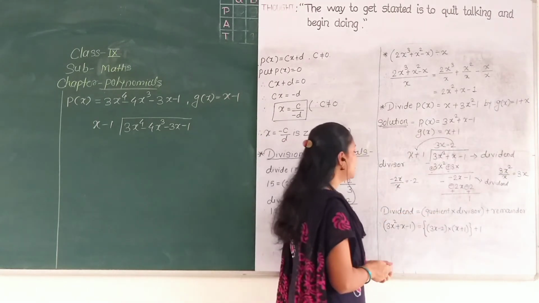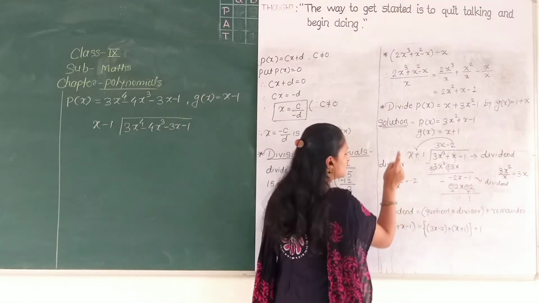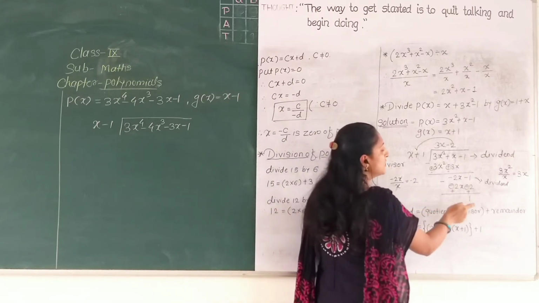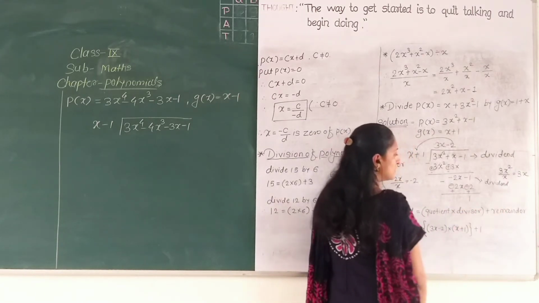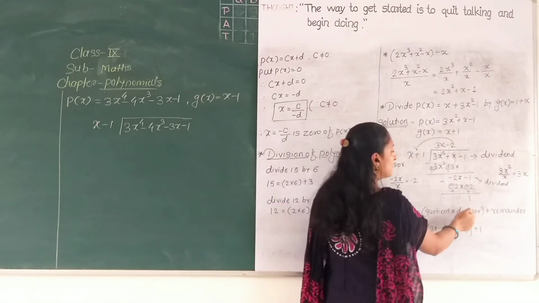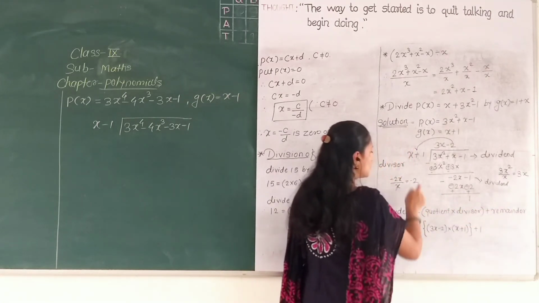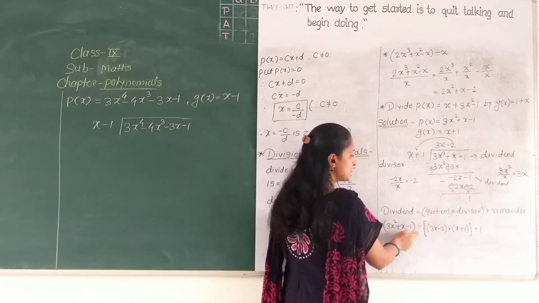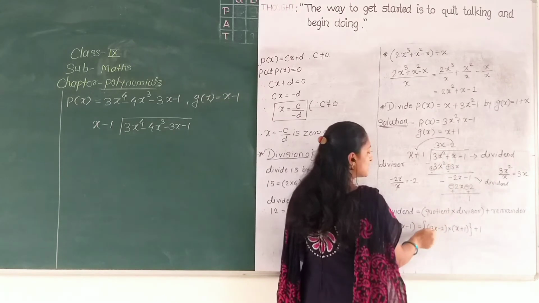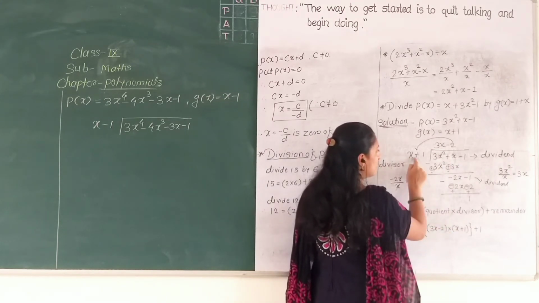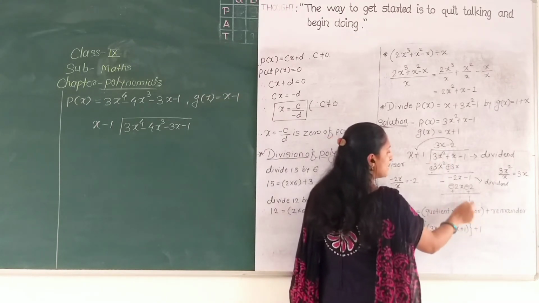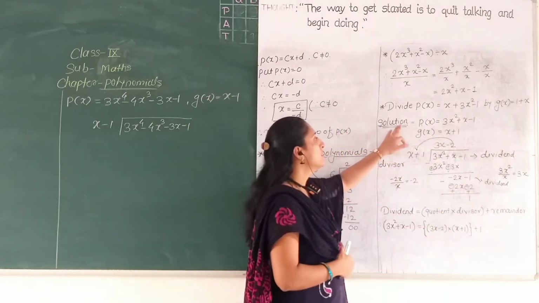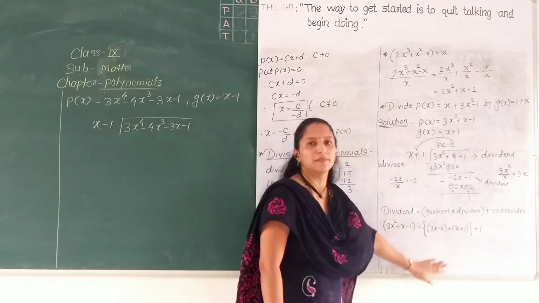So we write this division in the form: dividend is equal to quotient into divisor plus remainder. So now the dividend 3x square plus x minus 1 is equal to the quotient 3x minus 2 into the divisor x plus 1, plus the remainder 1. In this way we divide one polynomial by another polynomial.